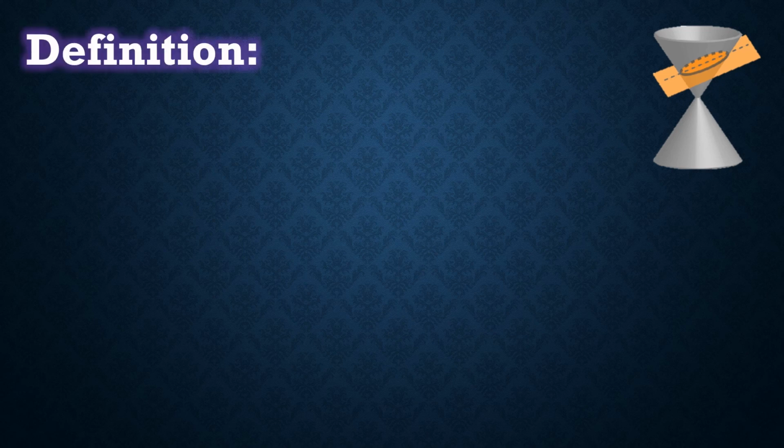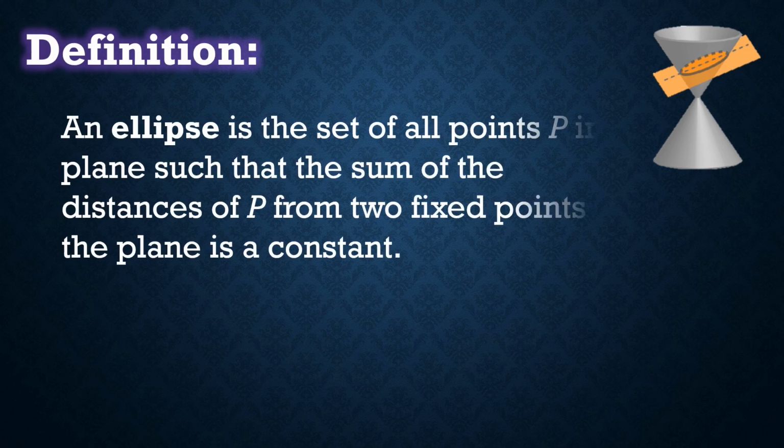During the introduction to conic sections, we learned that when a plane intersects a double right circular cone at an angle that is greater than the vertex angle, a closed curve called an ellipse is formed. This time, let us have the definition of an ellipse.